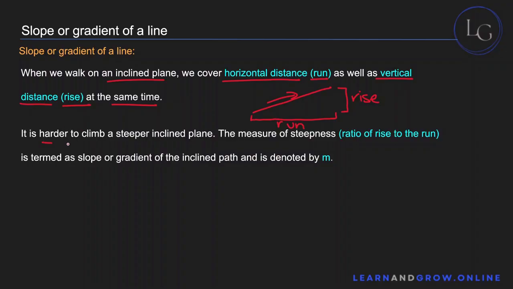And it is obviously harder to climb a steeper inclined plane. The measure of the steepness is termed the gradient or the slope of the inclined path, and we denote it by m. It can be found by the ratio of the rise to the run. Rise being the y value or the vertical value you cover, and the run being the horizontal value or the x value that you cover. So y over x as well. And it is basically also the tangent of the inclination alpha. Let's see what that really means.